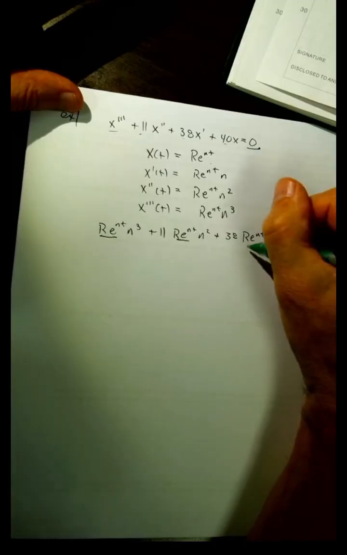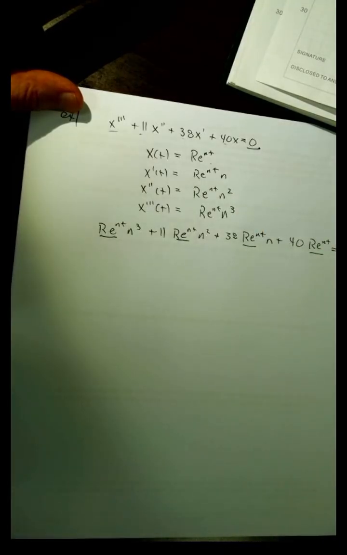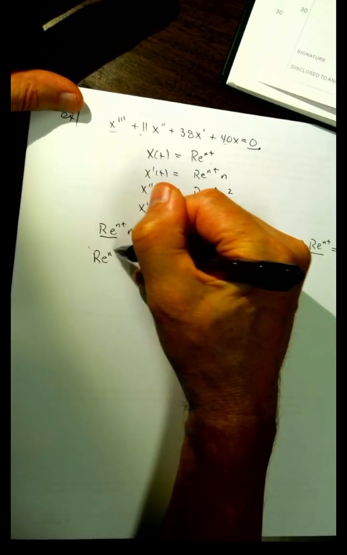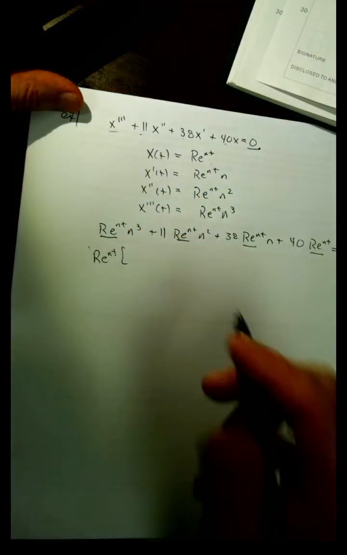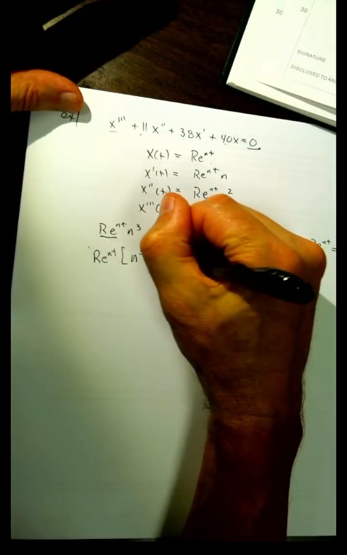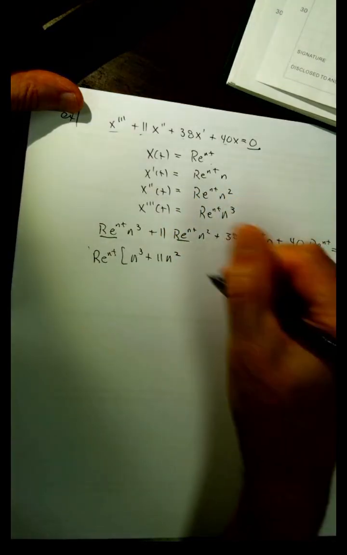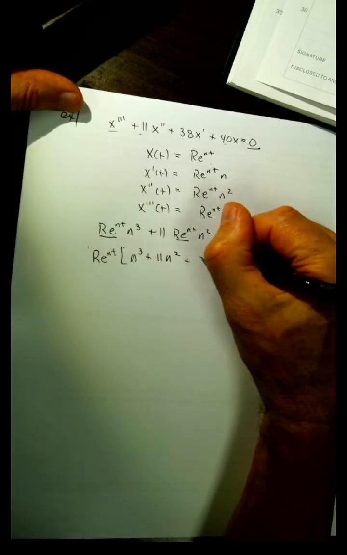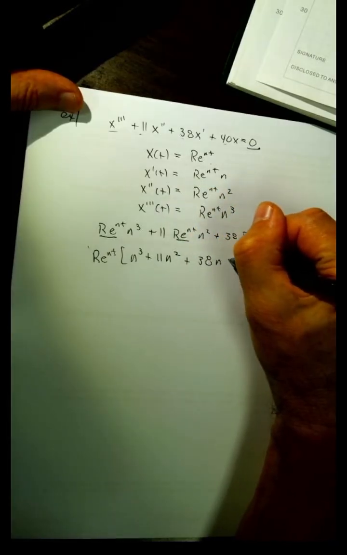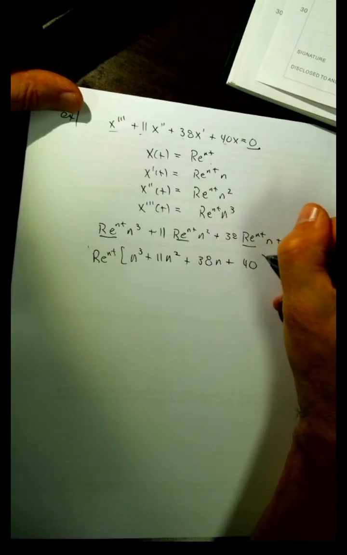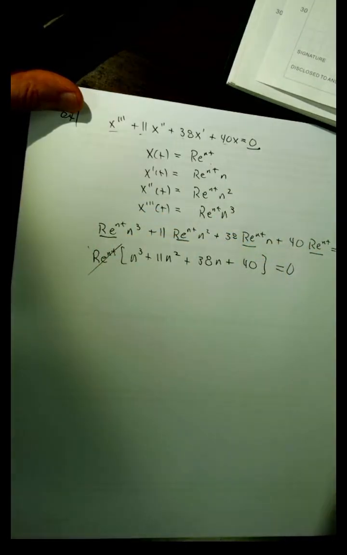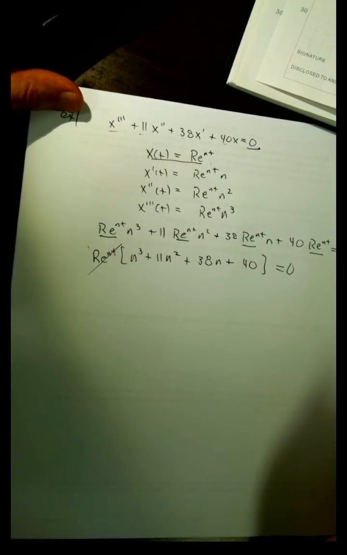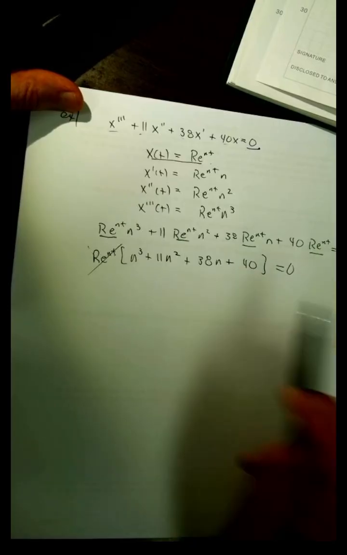Every term has re to the nt, so I can factor that out. If you cannot factor that out, you did something wrong, so that's a quick way to check your work. I'm left with an n cubed for this term, an 11n squared here, a 38n here, and just 40 here. And I don't want that to be 0, because that's my solution. If that were 0, that would be bad. I've got to figure out something to plug into there.